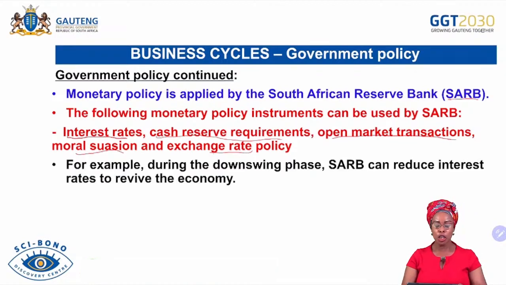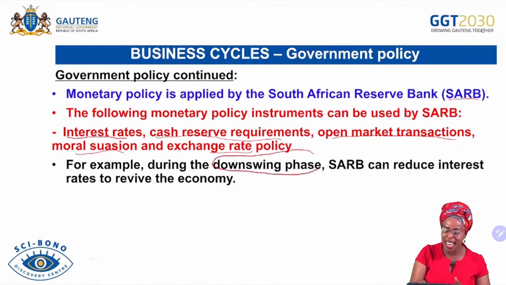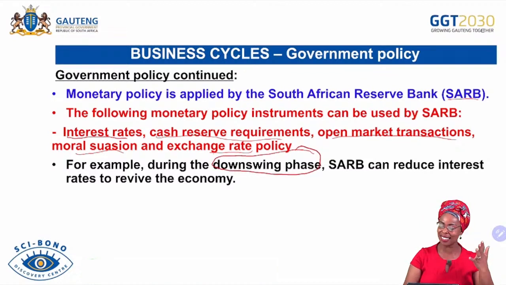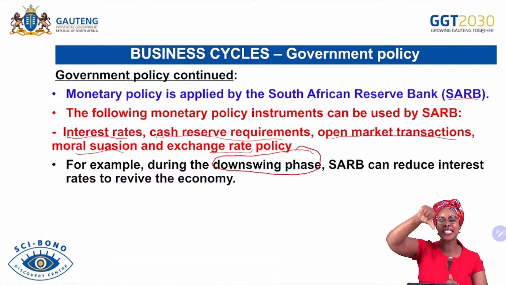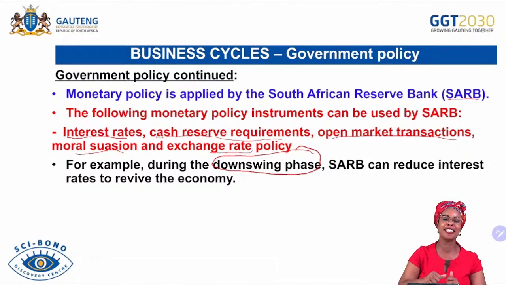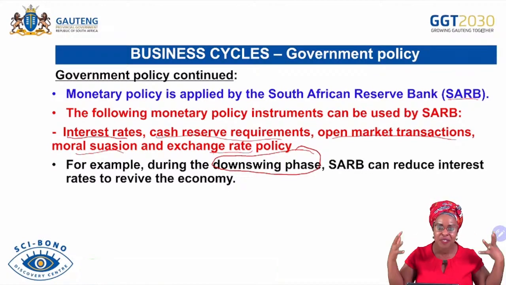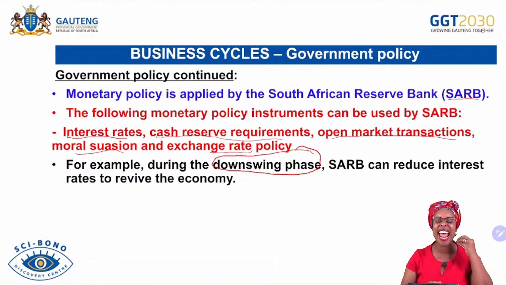For example, during the downswing phase, or during the contraction phase, or during the recession phase, or during the depression phase, the South African Reserve Bank can try to revive the economy by decreasing the repo rate and interest rate. So if repo rate and interest rate are lowered, businesses and consumers will be able to borrow money and spend. So this we call the expansionary monetary policy.